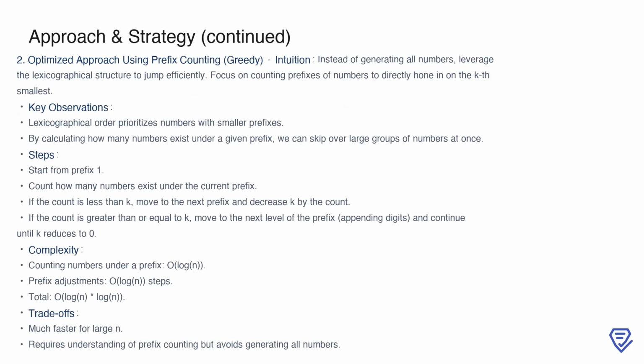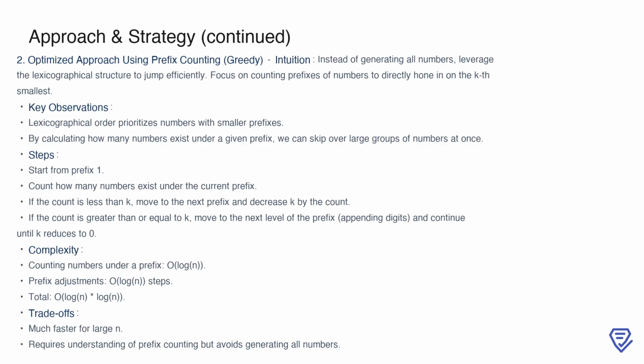An optimized approach to address the inefficiency of brute force is to use prefix counting with a greedy strategy. This approach leverages the lexicographical structure of the numbers to significantly reduce the amount of work needed. Instead of generating and sorting all numbers, we focus on directly counting how many numbers exist under a given prefix.